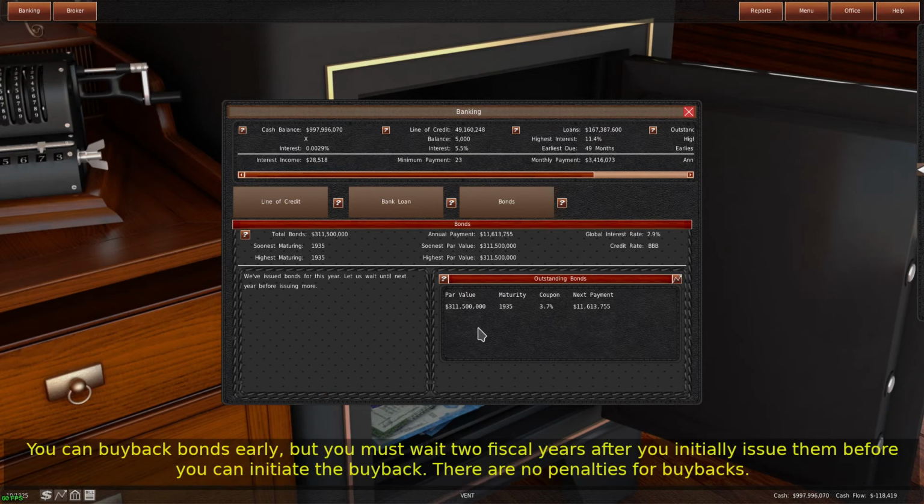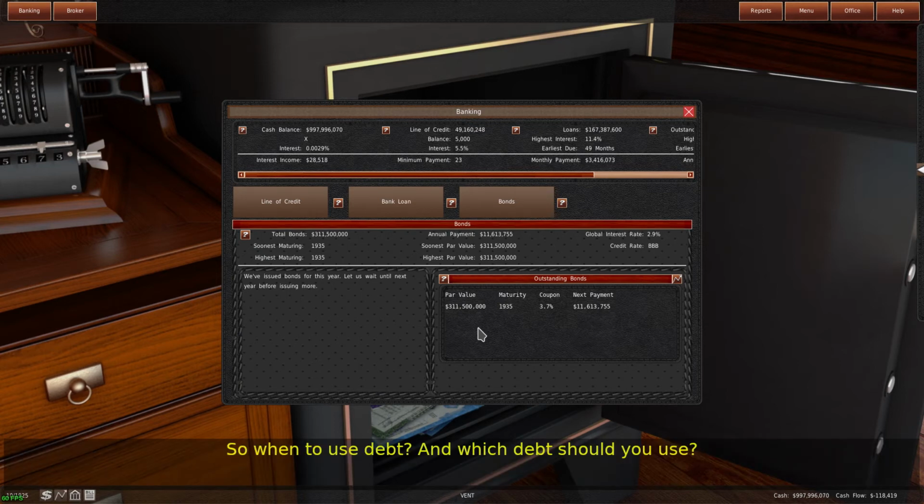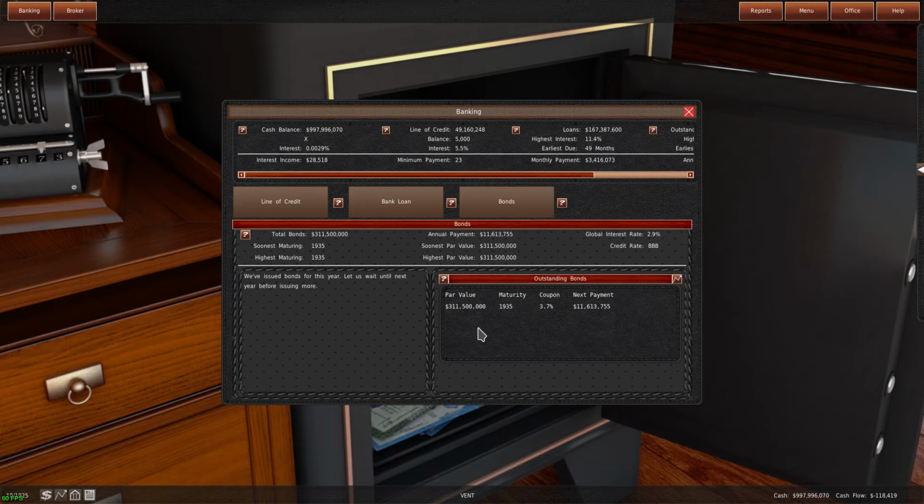You can buy back bonds early, but you must wait 2 fiscal years after you initially issue them before you can initiate the buyback. There are no penalties for buybacks. So when to use debt? And which debt should you use?